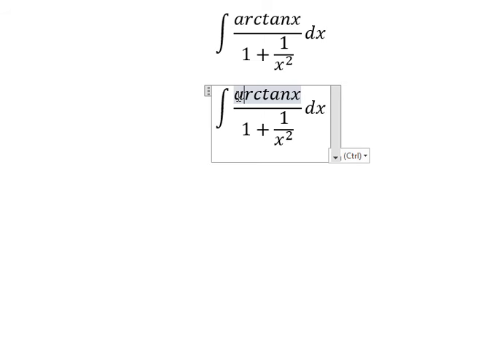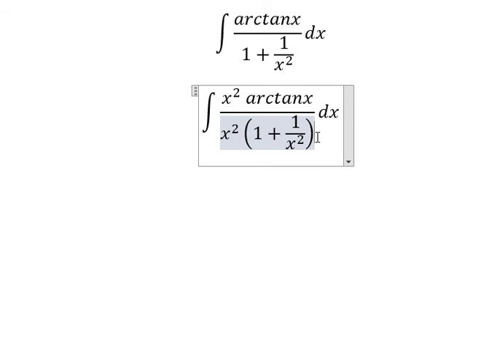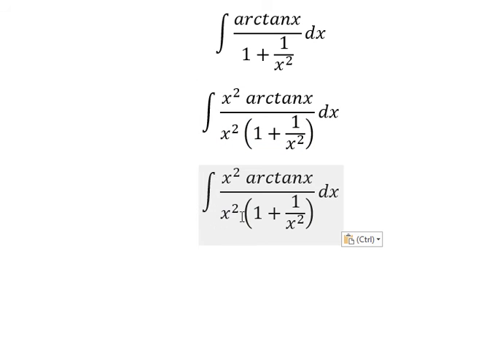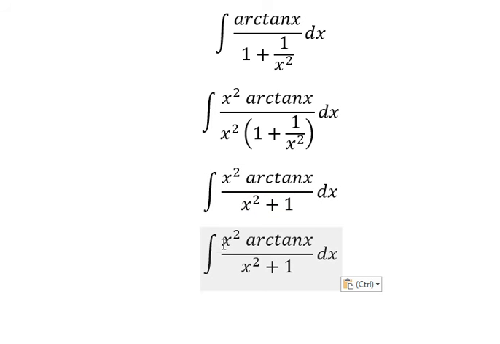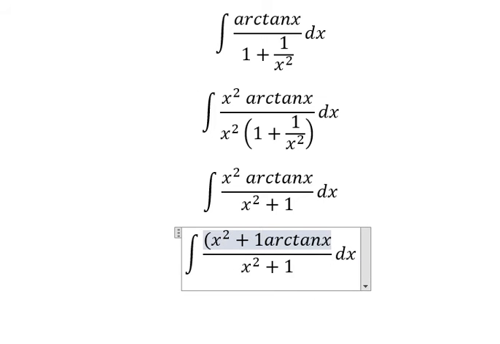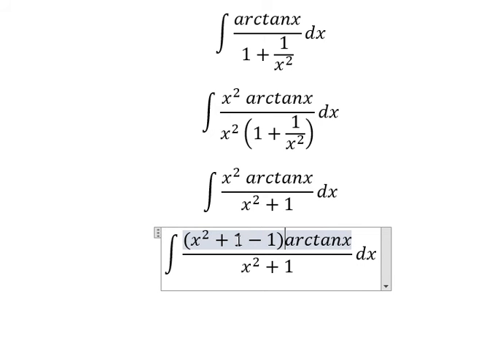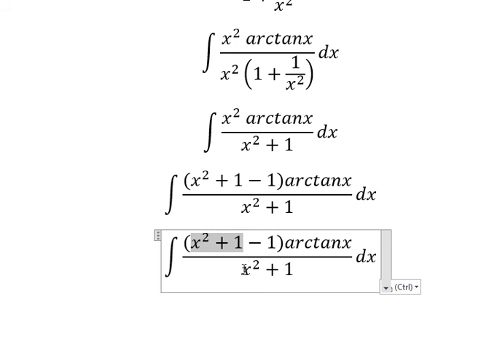We need to multiply by s squared on numerator and denominator. This one is about s squared plus number 1. Next, about this one, we need to add number 1 in here. Later we need to minus number 1. So this one divided by this one, we have number 1.